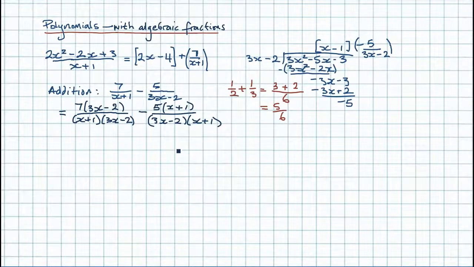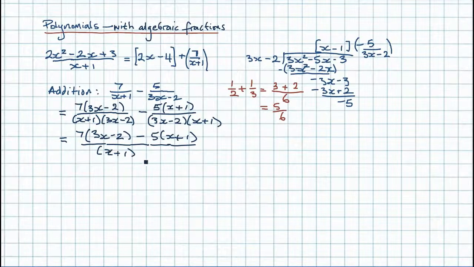Okay, so let's do it. So now we say 7 times 3x minus 2, subtract 5 times x plus 1, all over the common denominator of x plus 1 times 3x minus 2. So I hope that's clear, but if you're not clear, just pause the video or go back on previous videos and check that you understand this principle of combining two fractions when we're adding them together.